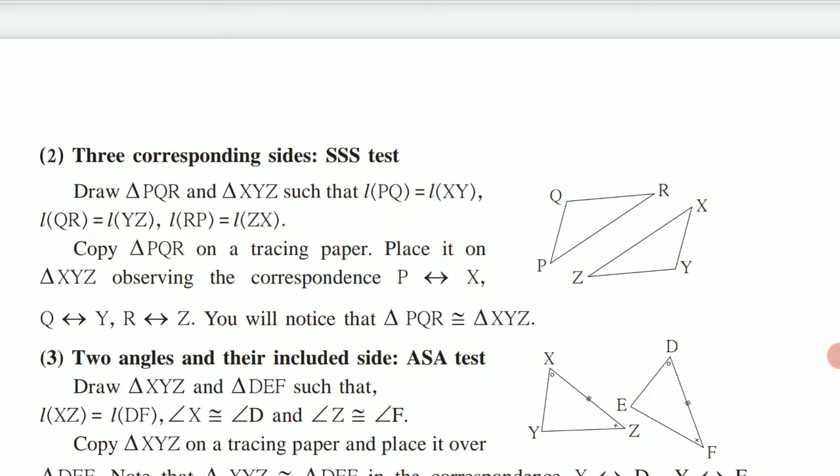Three corresponding sides, the SSS test. Draw triangle PQR and triangle XYZ such that length of PQ is equal to length of XY, length of QR is equal to length of YZ, and length of RP is equal to length of ZX. Copy triangle PQR on a tracing paper. Place it on triangle XYZ, observing the correspondence P to X, Q to Y, R to Z. You will notice that triangle PQR is congruent with triangle XYZ.